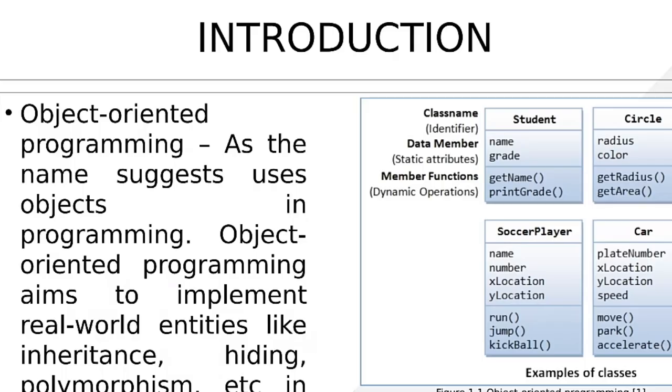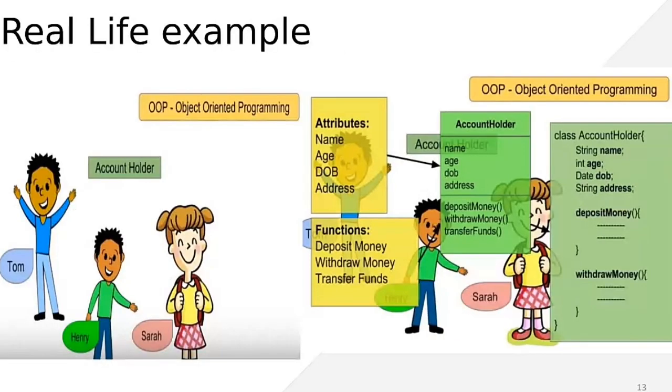Let's come back to that programming definition. We have an object. What is an object-oriented programming language? A code is designed in such a way, right, that we have attributes, name, age, birth date, and we have functions. किसके? Objects के. If Sarah will come, it will become an object of account holder. If Harry will come, it will become an object. Tom will come, it will become an object.